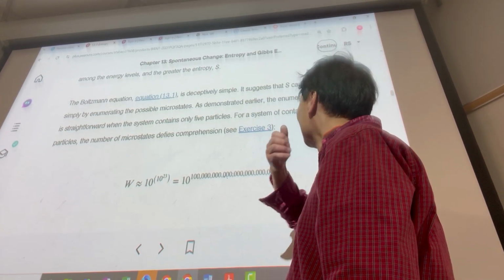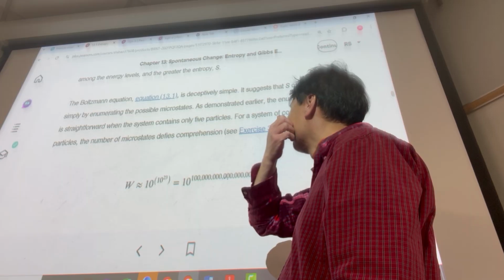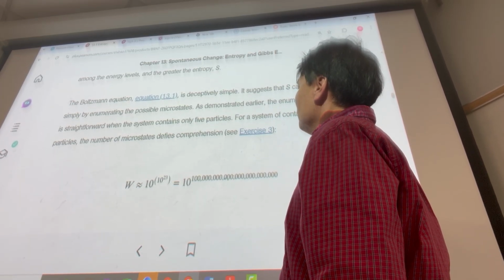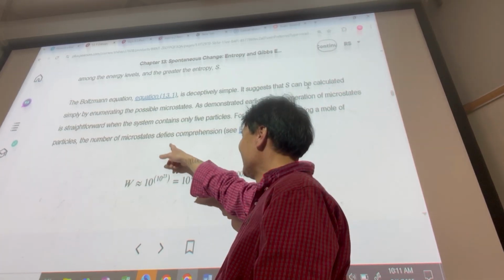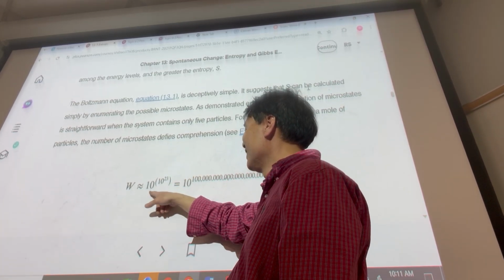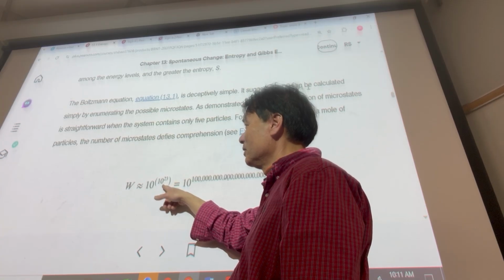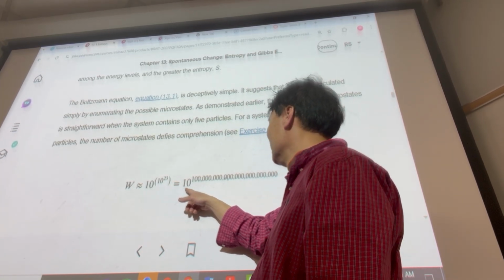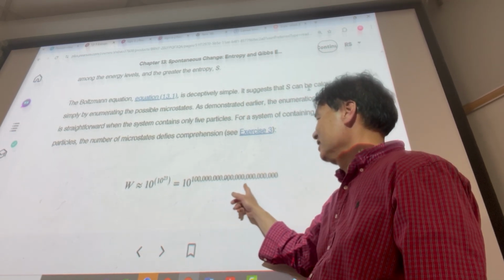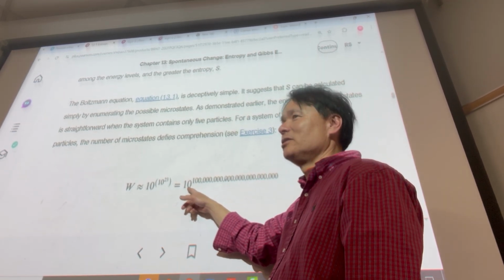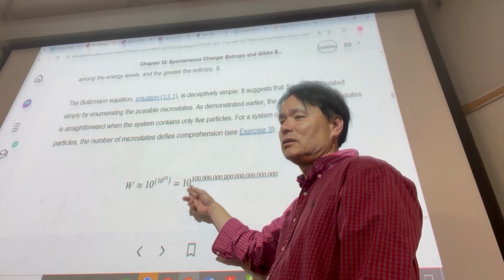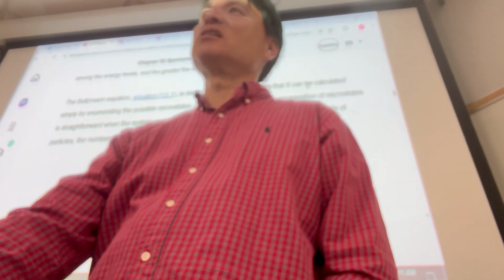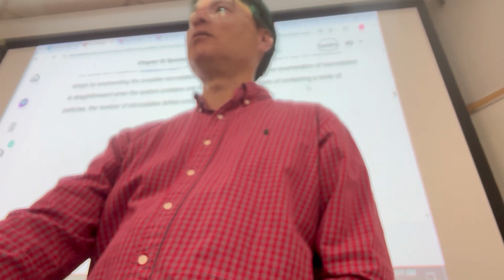So if we figure out the number of microstates, especially with, let's say, a mole of particles, the number of microstates is going to come out horrendous. Let's say there are 10 to the 23rd microstates, just Avogadro's number of microstates. That's going to come out to this. Try punching this in your calculator. Do you think you're going to get a number? No.